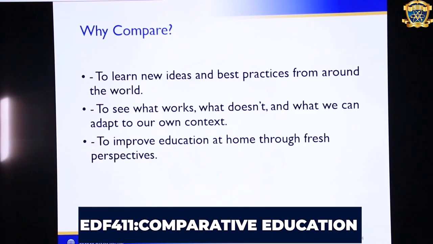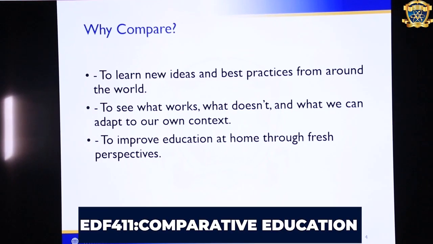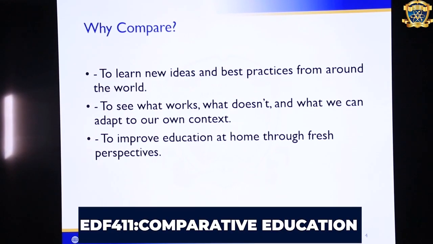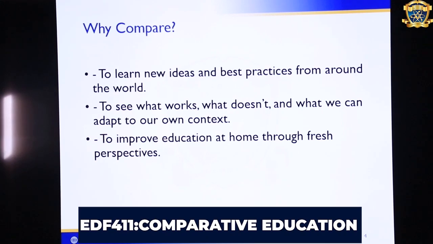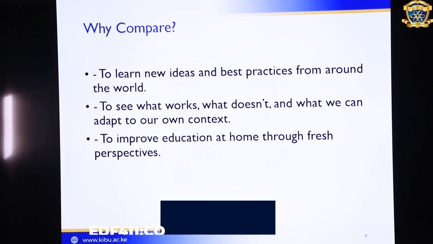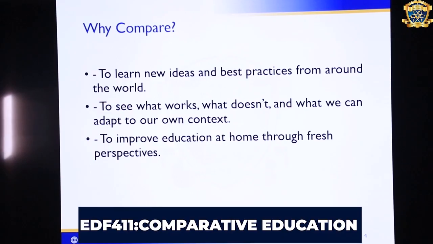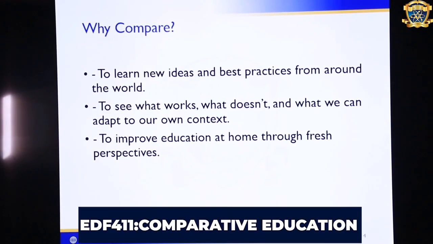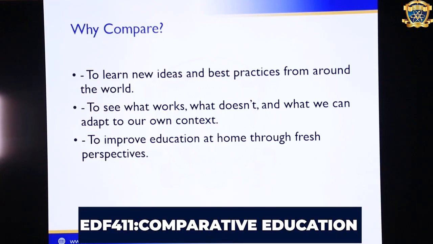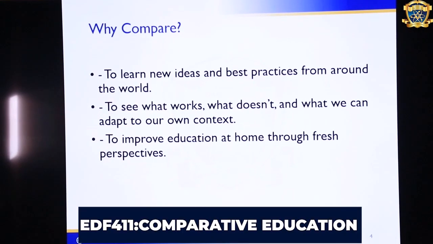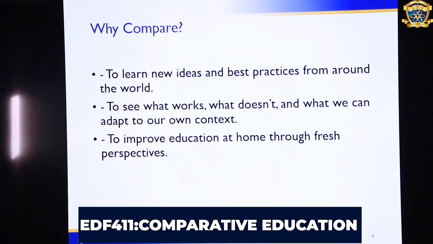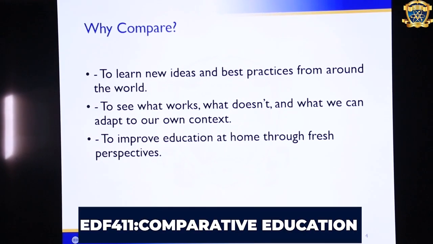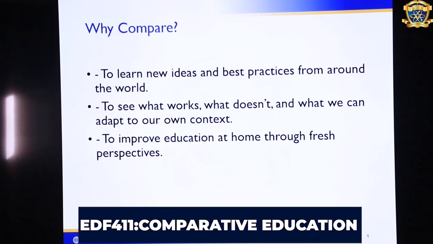Now, why compare? See, you want to learn new ideas. You're not doing comparison for the sake of comparison. Some countries have what you would call global best practices, in terms of class sizes, teacher training, and the economics of it. How does the government fund it? And while you are comparing all these factors that shape how we conduct our education, it's for the sole purpose of seeing what works and what doesn't.